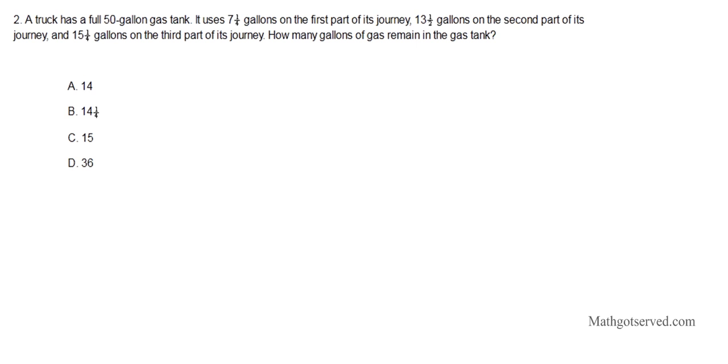All right, let's move along to number 2. It says a truck has 50 gallons of tank. It uses 7¼ gallons on the first part of the journey, 13½ on the second, 15¼ on the third. How many gallons remain in the tank? So we start out with 50. We take out 7¼ and we take out 13½, and then we'll take out 15¼. So whatever we get after subtracting these mixed numbers from this number will be what we have left.